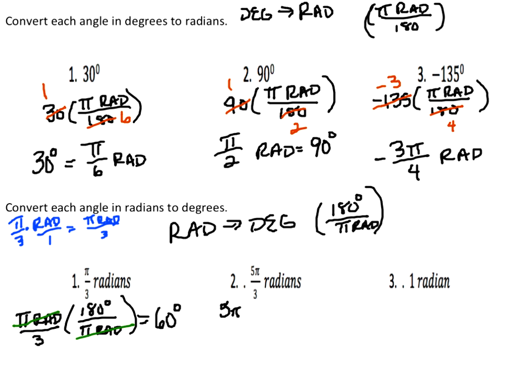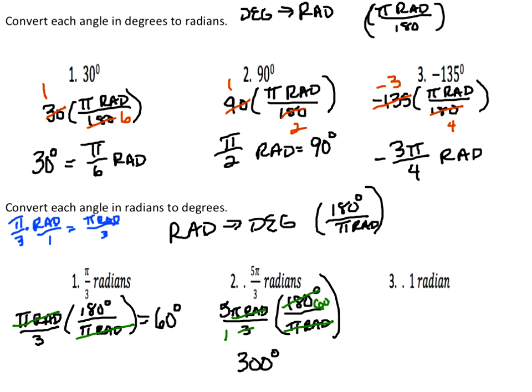Here we have 5 pi radians over 3, and we multiply with 180 degrees over pi radians. And divide this out. So pi radians divided by pi radians. And I get 3 goes into 3 one time and into 180 60 times. So 300 degrees there. 5 times 60 degrees is 300 degrees. Now, this last one's a little trickier.